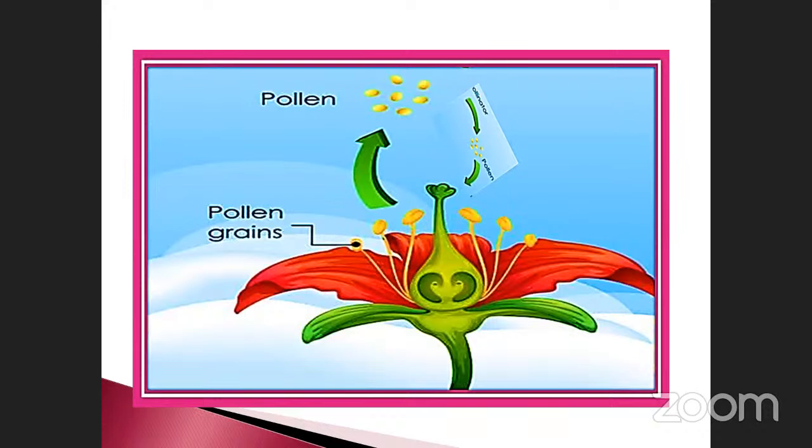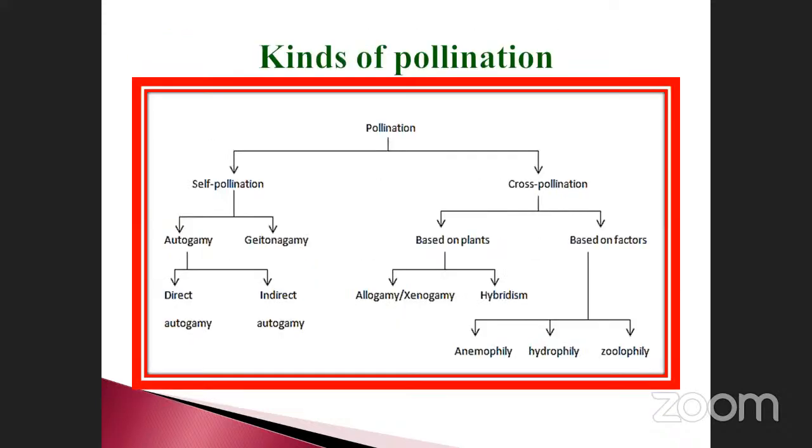This one is the male part, this is the anther. When it undergoes the dehiscence process, it releases so many pollen grains. They reach the stigma of the same flower. That condition is called autopollination or autogamy, otherwise called self-pollination.